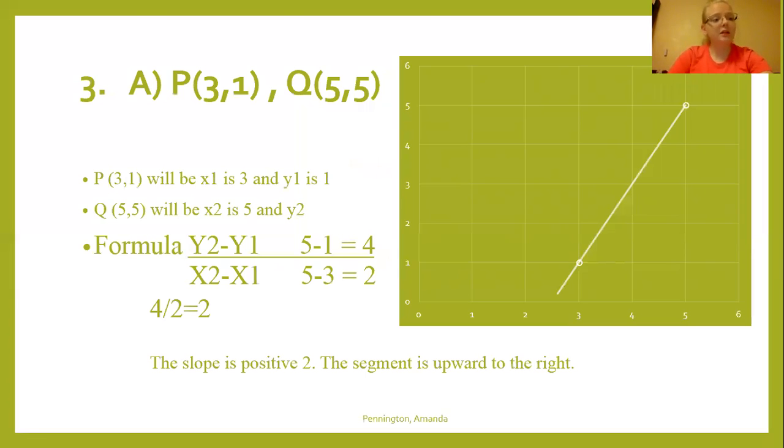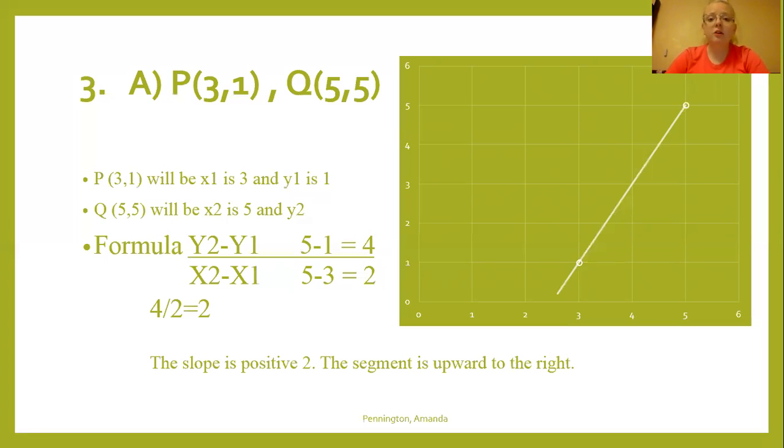Now we're going to go through 3. And it says, show and explain the slopes of the line segments determined by the given pairs of points. In each case, tell whether the segment is vertical or horizontal, slopes upward to the right, or slopes downward to the right. And so we got 2 coordinates. So automatically, we're going to use a formula that says y2 minus y1 over x2 minus x1. And so our P, our first point, is going to be our x1 and y1, and our second point, Q, is going to be our x2, y2.